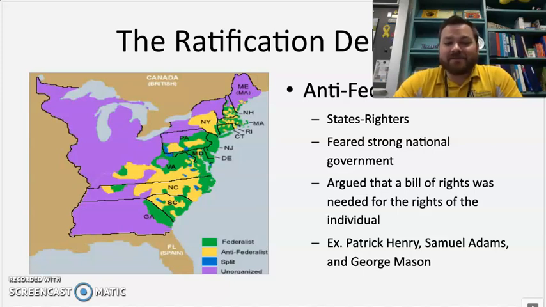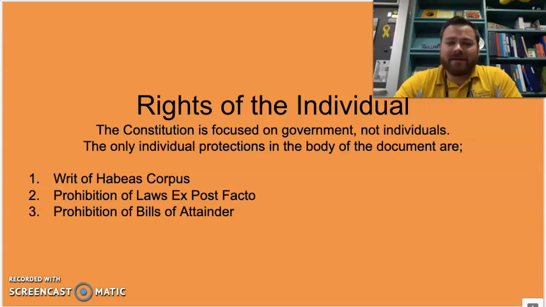The big issue the Anti-Federalists have with the Constitution is there isn't a specific list of limits on what the national government can do to individuals. And that was a big concern for them. If you read through the text of the Constitution, there are only 3 specific things it says the federal government can't do to people. The first is they can't suspend what's called the writ of habeas corpus.